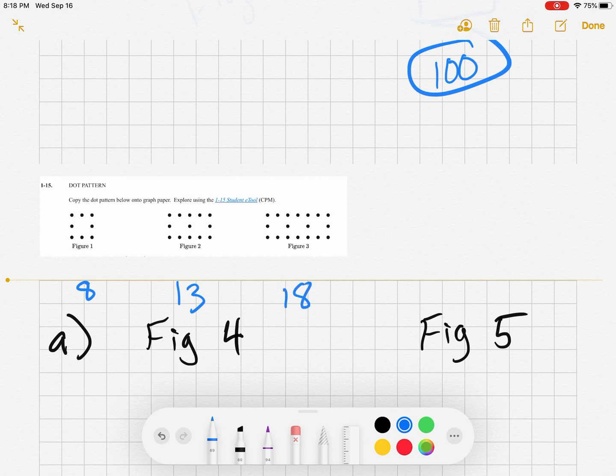All right, so can I figure out my pattern? Figure 1, figure 2, figure 3? Boy. Look at that.